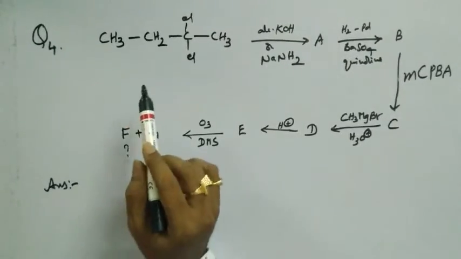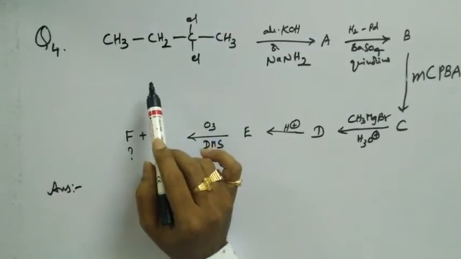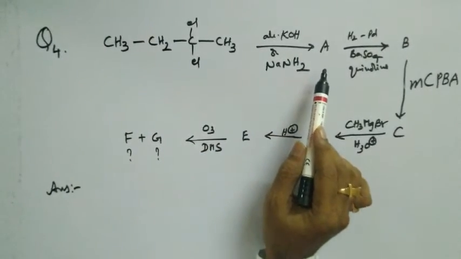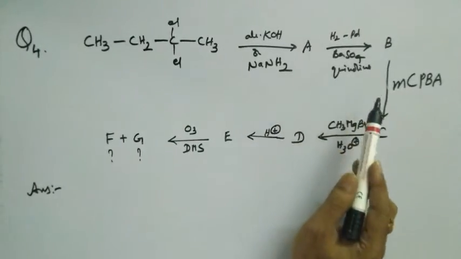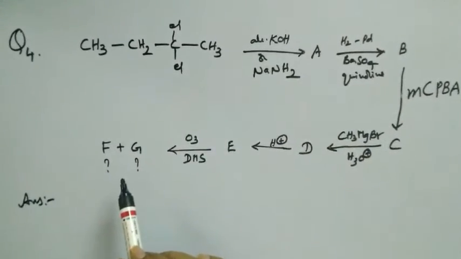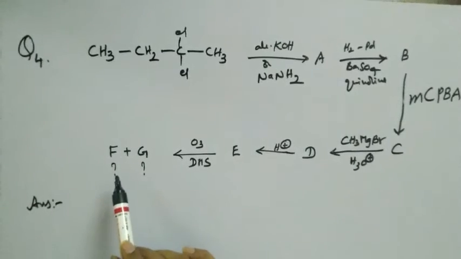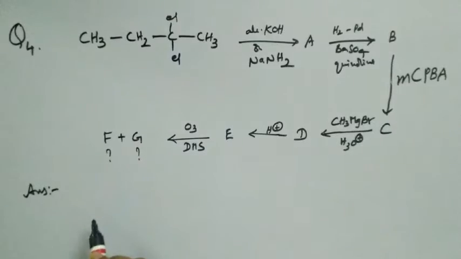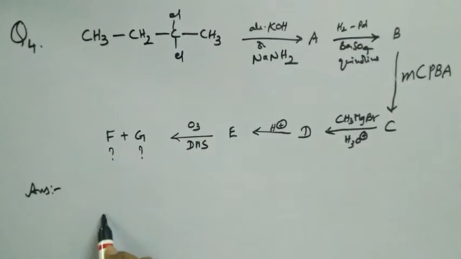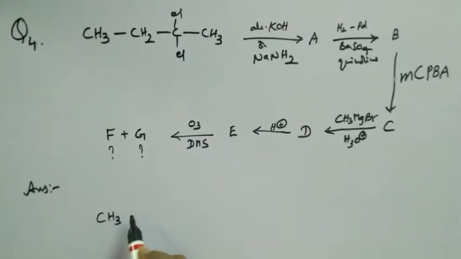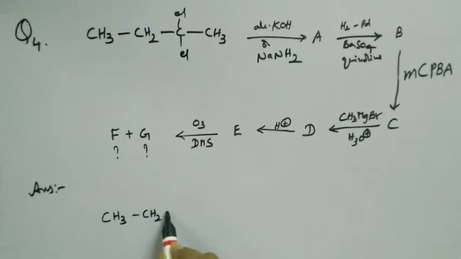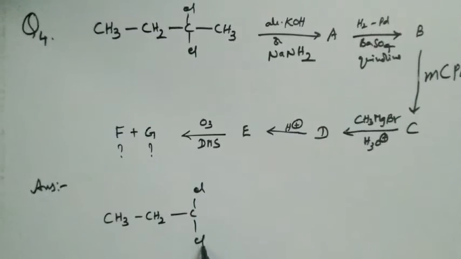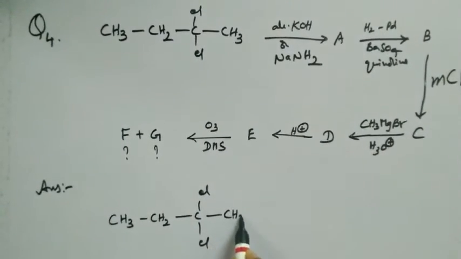In question number 4, he has taken a gem dihalide and he has treated that one with alcoholic KOH or sodamide. Then he is going to get a compound A, and A is subjected to several reactions like this, and finally he is asking in the sequence of reactions what are the final products, namely F and G. Let's do this. So the initial gem dihalide that he has taken is 2,2-dichlorobutane. Mind you, when both the halogens are on the same carbon, it is called a gem dihalide. If both the halogens are on adjacent carbons, it is called a vicinal dihalide.